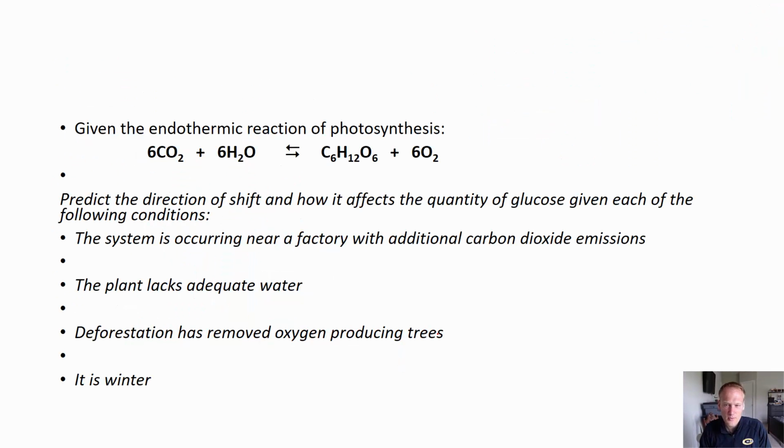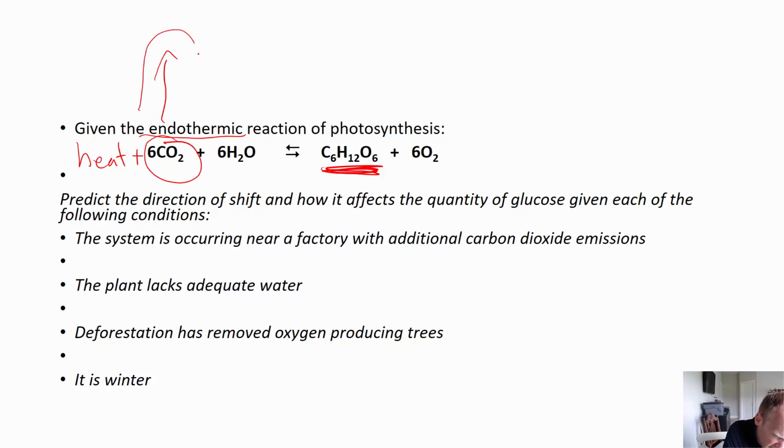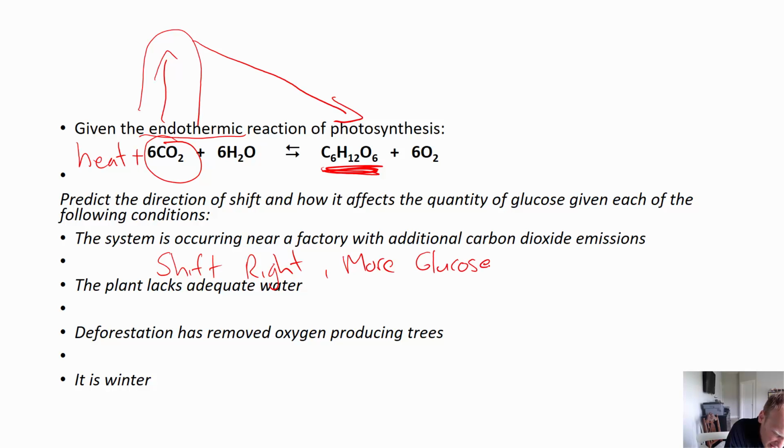This is what we'd call like a real problem here. This is an endothermic reaction. That means heat's going into the system. It says predict the following directions and how it affects the quantity of glucose given in the following conditions. So this is glucose right here, C6H12O6. It says the system is occurring near a factory with additional carbon dioxide emissions. So here's my carbon dioxide, which means we have more carbon dioxide around, which is a hill. So we're just going to shift this way. So shift right, which means more glucose will be produced. As it shifts right, it's going to produce more of both of these products.